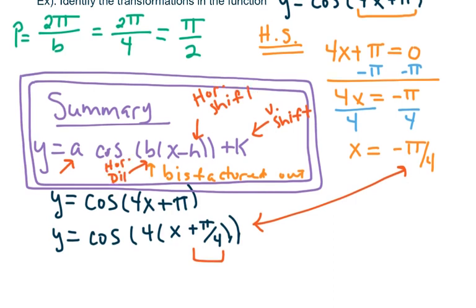The b value is creating some type of horizontal dilation, either horizontal stretch or shrink, which as a result affects the period. Notice I didn't say b is the period, b affects the period. So 2 pi over b is what you would use to actually get the period of the function. And then finally, that a out front gives away two things: both your vertical dilation, either a stretch or a shrink vertically, and also if we see a negative there, we know we've had a reflection.